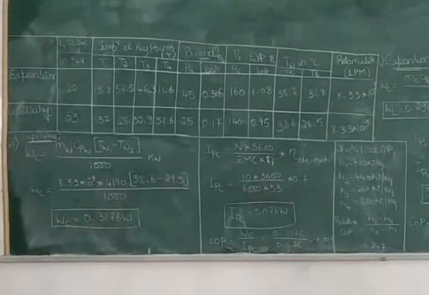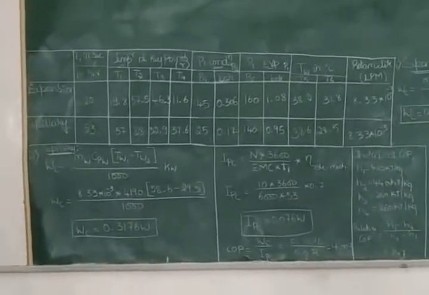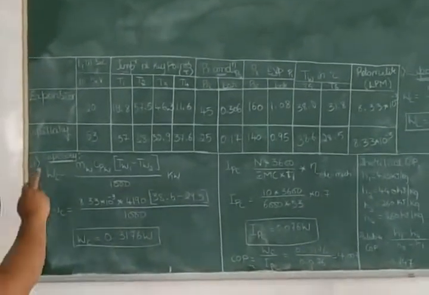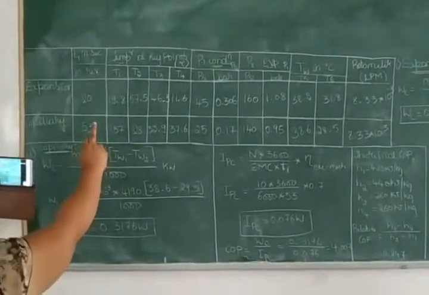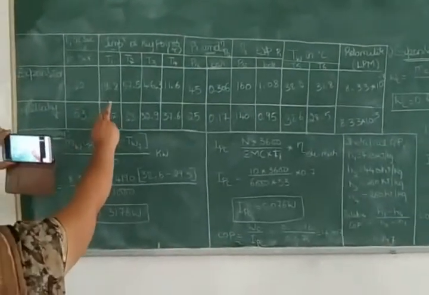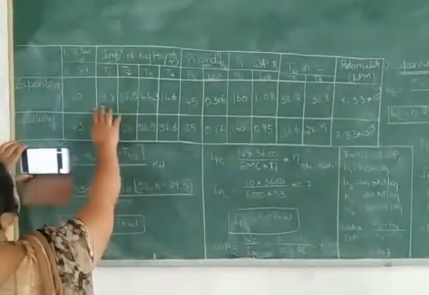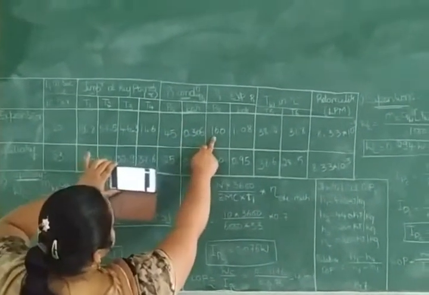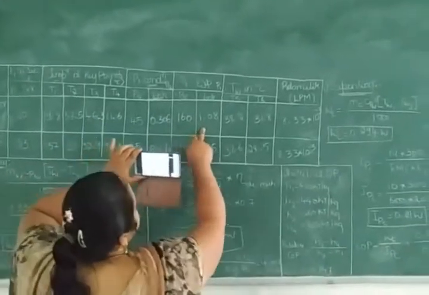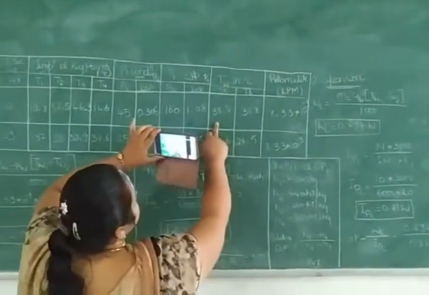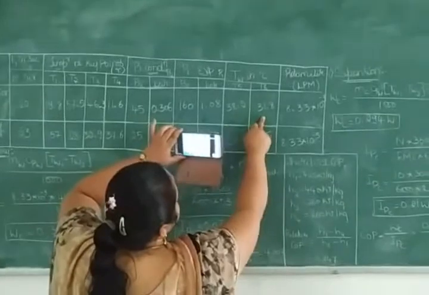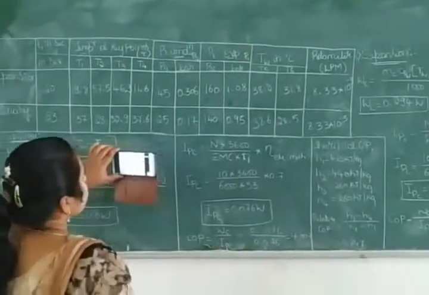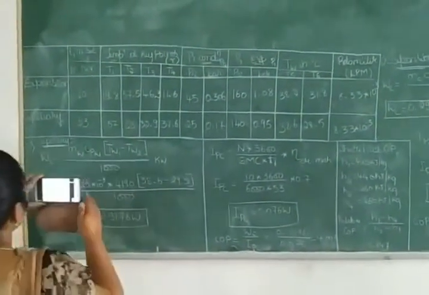Let me start the calculation part. We have the tabular column, expansion and capillary. You can see 20, 53, 18, 19.8, 57, likewise the temperatures T1, T2, T3, T4, T5 and pressure in PSI, converted to bar. Then this is again temperature T5 and T6. So with this, we'll start with the calculation part.